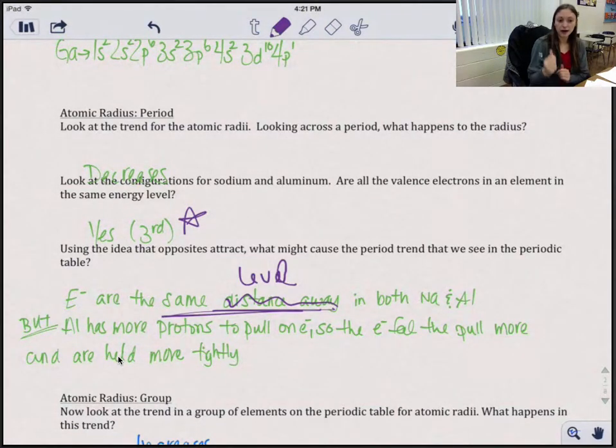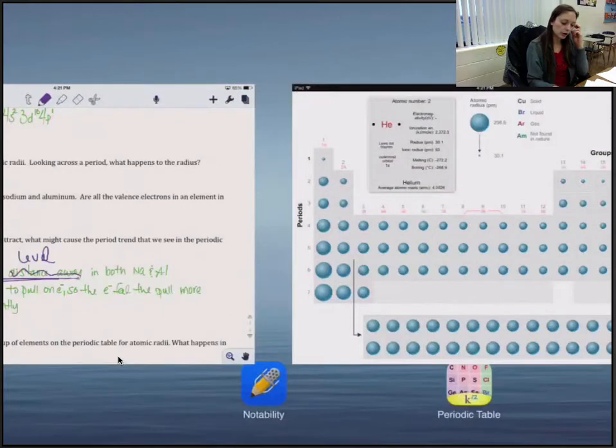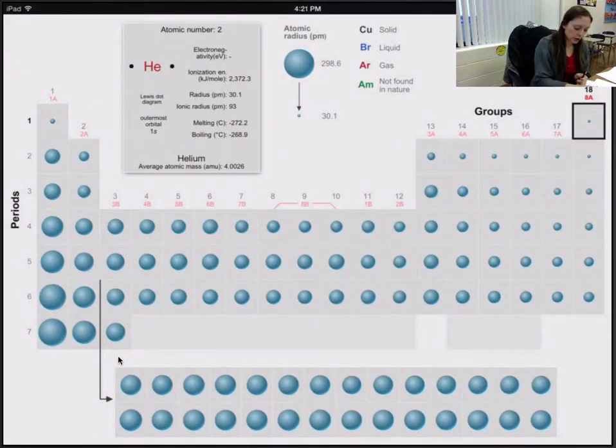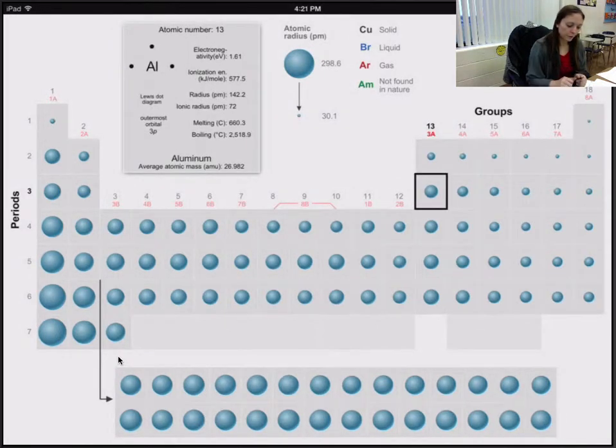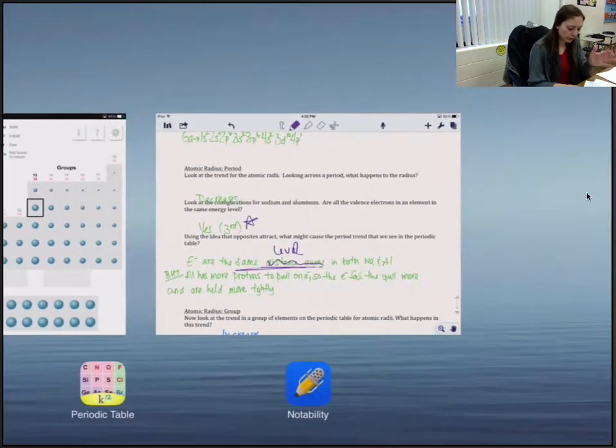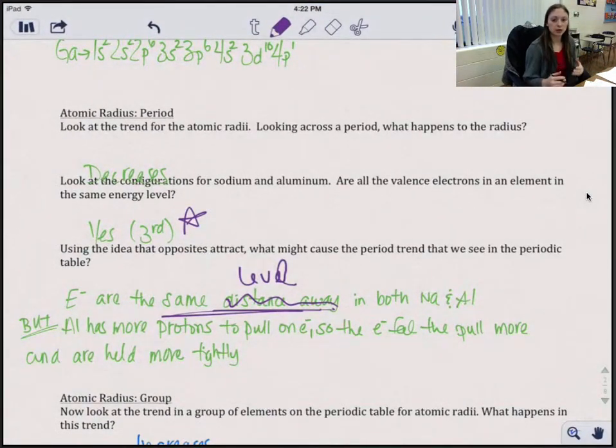So the fact that aluminum has that stronger pull is going to make it pull those electrons in that same level in a little bit tighter. Now if we look at our picture, and I compare sodium to aluminum, sodium's 179, aluminum's 142, so you're really not changing a whole lot. But the more positives you add in the same level, in this same row, this third row, the electrons will get pulled tighter. So we're talking about a pull here. I have more positive protons pulling those electrons in very tightly, and I will say that over and over again. So that's my period trend.